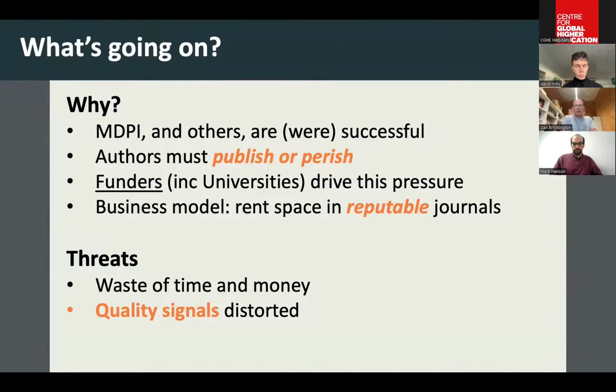That authors who are driven by the publish or perish model and are encouraged to do so, but not discouraged sufficiently by funders, and by that we mean universities as well, are helping to drive this model. And where you have a business model which rents space, as Paolo pointed out in his first blog on the topic, in reputable journals, you have this pressure to increase the quantity of the science coming out, with the result that your quality signal will be distorted and you risk wasting time and money.